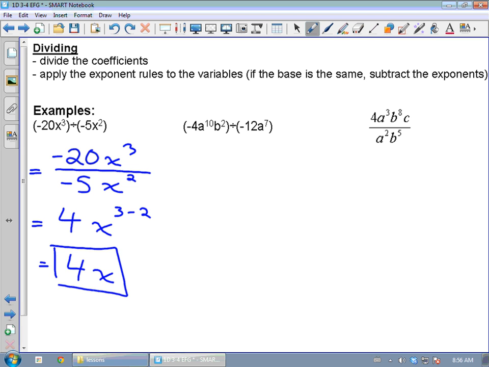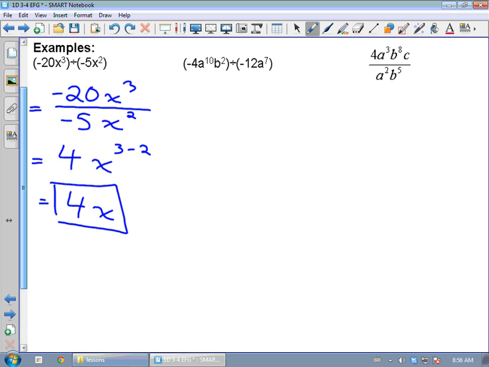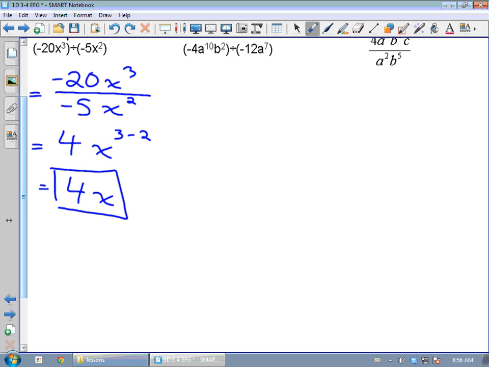Okay. Let's take a look at our next one here. Move this up a little bit here. So I've got negative 4, a to the power of 10, b squared, divided by negative 12, a to the power of 7. I'm going to rewrite this with my negative 4, a10, b squared on the top. And then down in the denominator, my negative 12, a to the 7. And when I do that, I see that nothing matches up with that b squared.